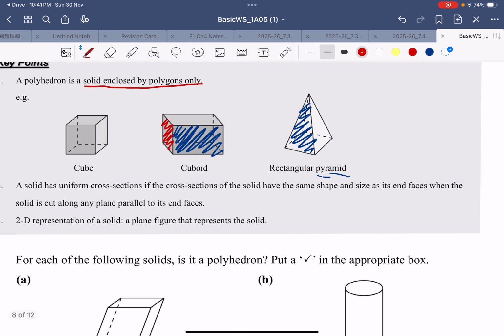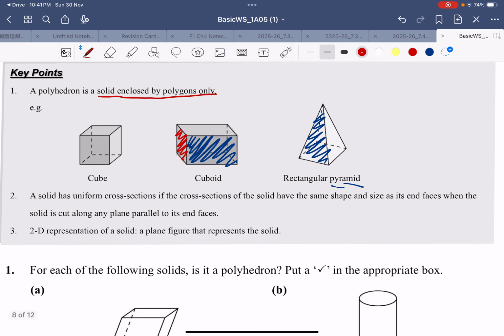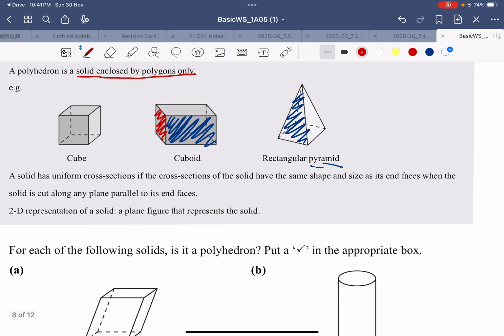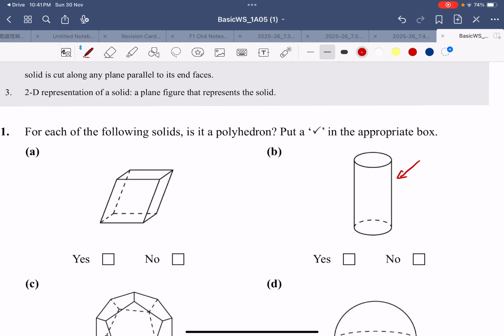So let's start from polyhedron. I've mentioned that it is enclosed by polygons only. And for non-polyhedron, it will look something like this. First of all, A is enclosed by polygons only, so it is a polyhedron with all 6 faces being polygons. But this cone, this is not a cone, this is called a cylinder.